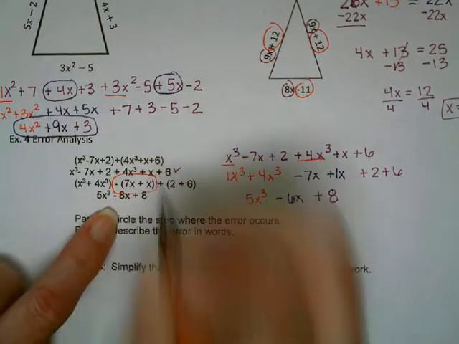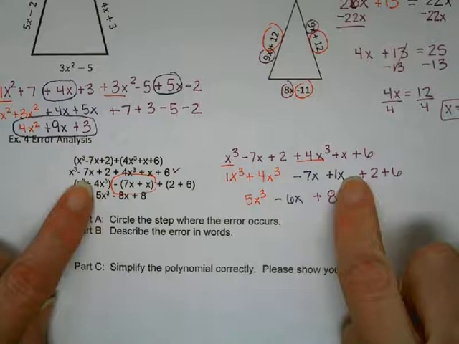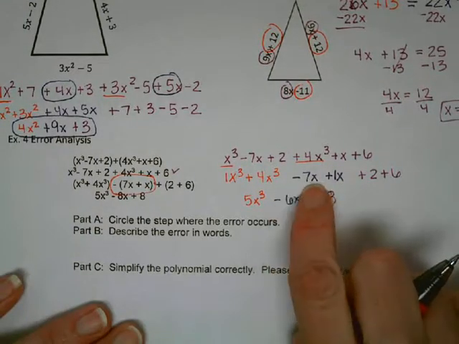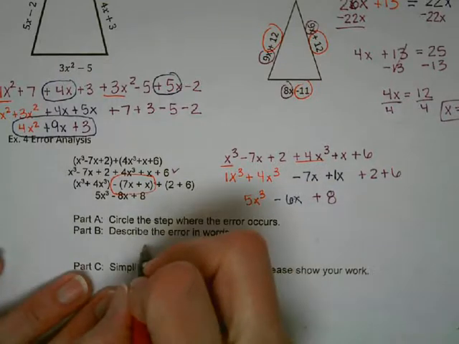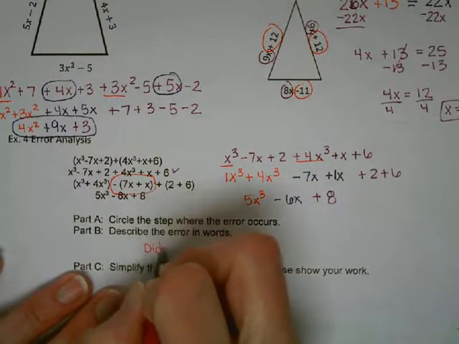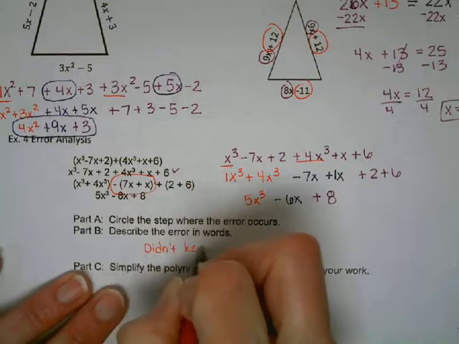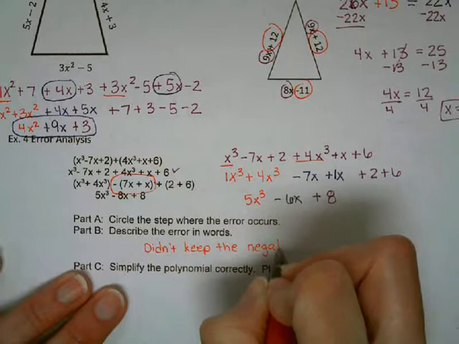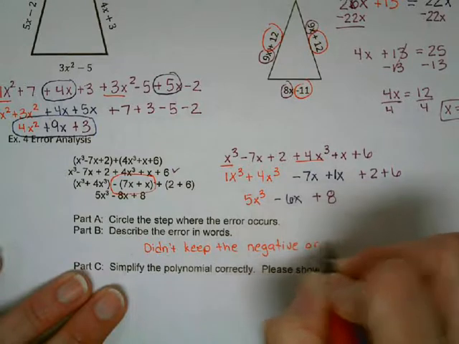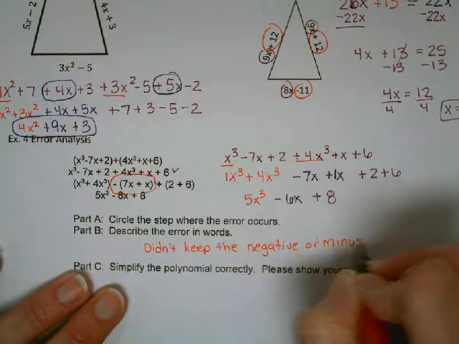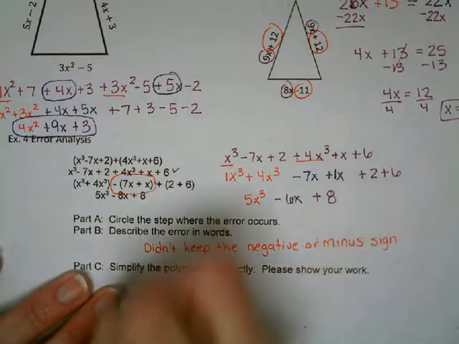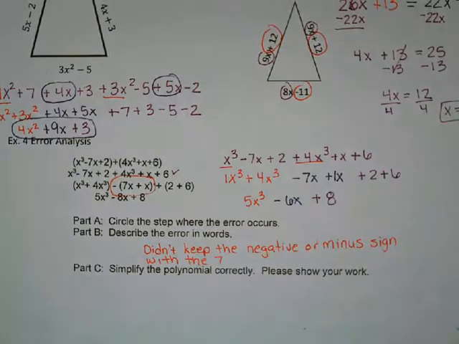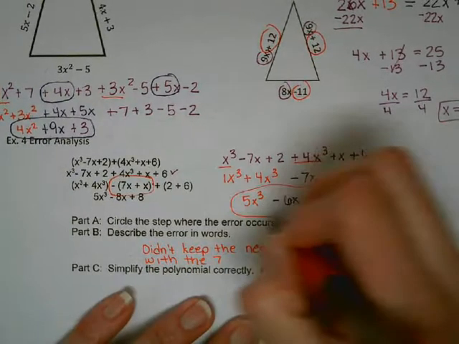Describe the error. I would say they didn't keep the negative with the 7. And you could put negative, or you could say minus sign with the 7. Simplify it correctly, which I did. This is my simplified work. I just did it up here and set it down there. Okay, so that is error analysis.